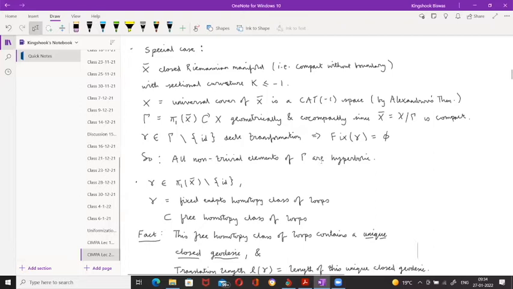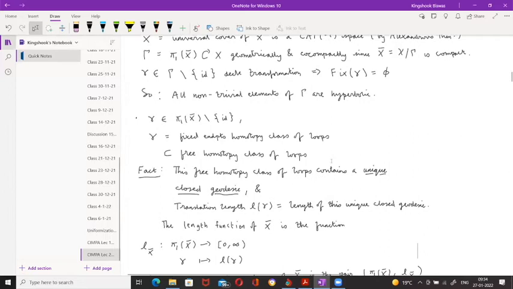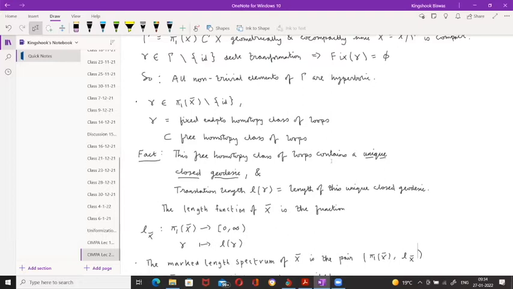So in this case, when I take the universal cover of a closed negatively curved manifold, all non-trivial elements of the fundamental group are actually hyperbolic. That's why I was saying the hyperbolic case is the one we're most interested in, because typically, in a sense, all or most elements will be hyperbolic. So they'll have this north-south dynamics with an attracting fixed point and a repelling fixed point.